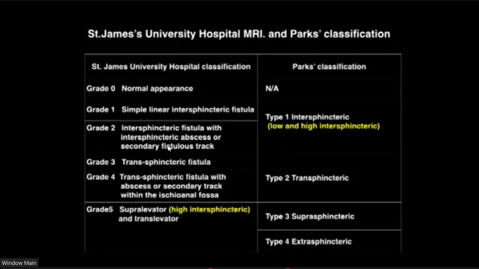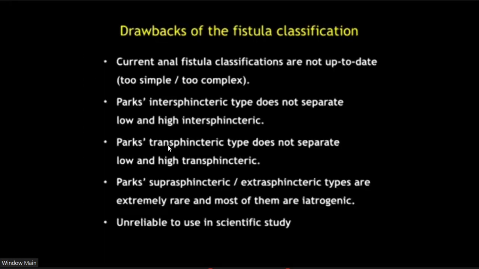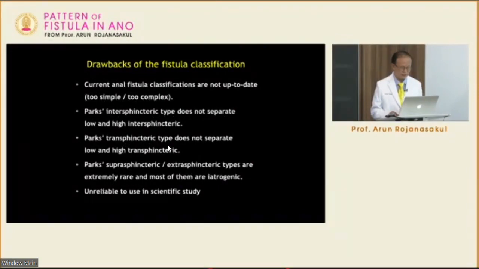You can see these two classifications are quite the same. There are many other classifications, and we will not talk about them. In summary, current fistula classifications are not up to date, too simple or too complex. The Parks intersphincteric type does not separate low and high intersphincteric. The Parks transsphincteric type does not separate low and high transsphincteric. The Parks suprasphincteric and extrasphincteric types are extremely rare, and most of them are iatrogenic. It's not a natural one. And I think we cannot use this classification in scientific study.